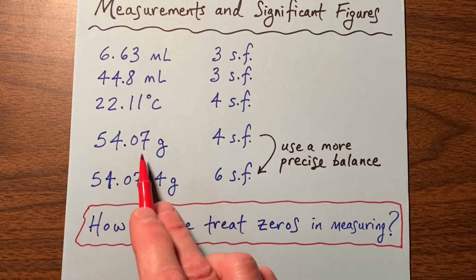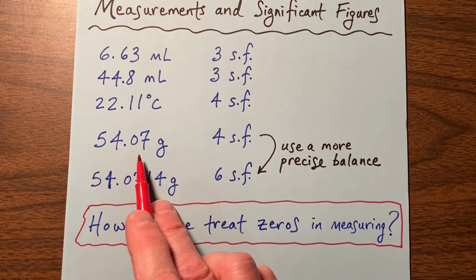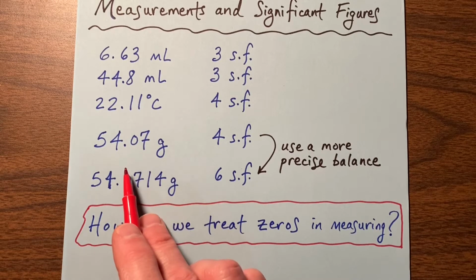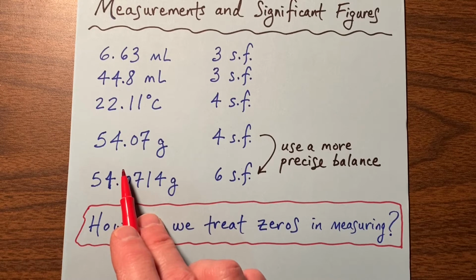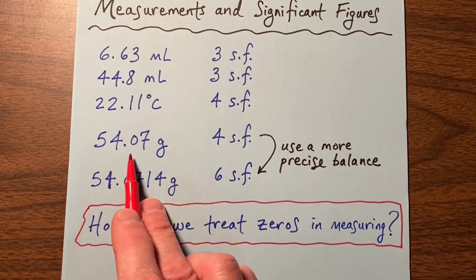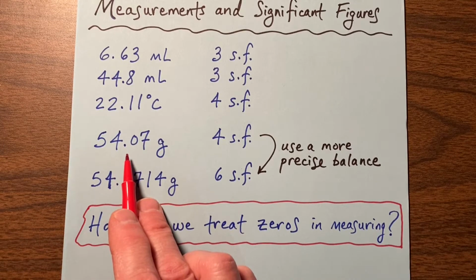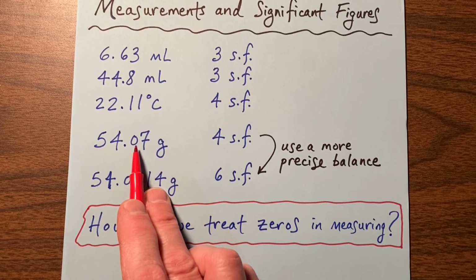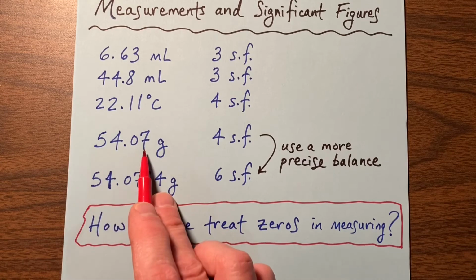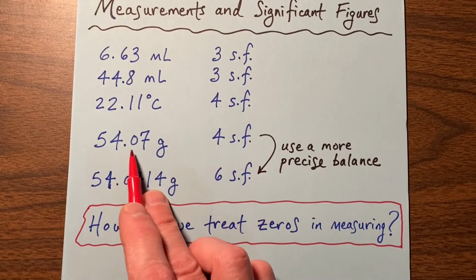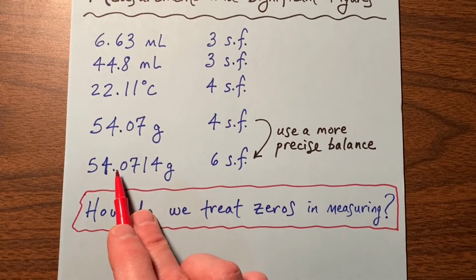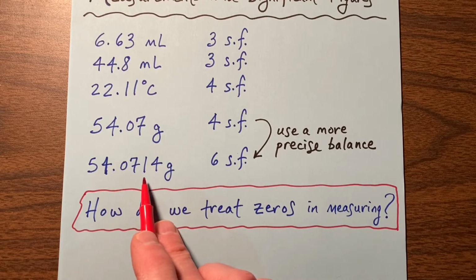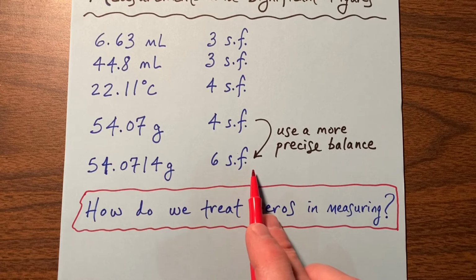The ones you used in lab actually are precise to 3 decimal places, so they're pretty good. But there's even a more precise balance called an analytical balance. So if we put the same object on one balance, like what's called a top-loading balance that's usually found in every lab, might read 54.07. That 0 counts as being significant because it's trapped between 2 non-zero digits, so that has 4 sig figs. But if you put it on another balance, it might read 54.0714 grams. So that would have 6 sig figs.